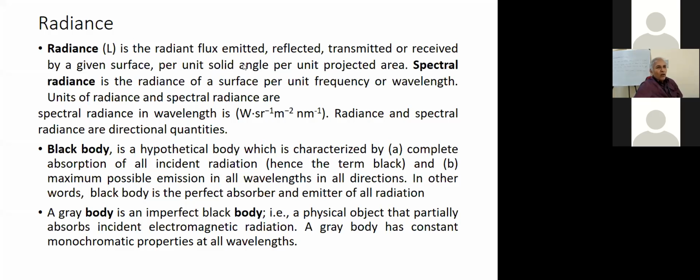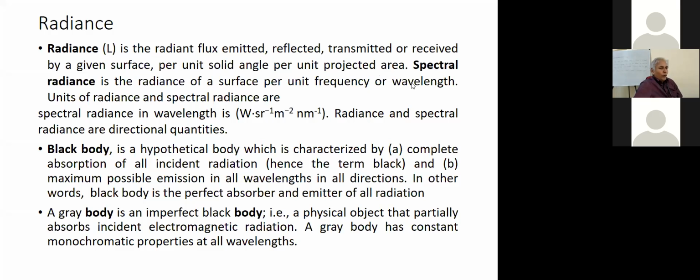And then per unit solid angle will give you per steradian. So the unit of radiance would be watts per meter squared per steradian. And the unit of spectral radiance would be the radiance divided by wavelength. So it will be watts per meter squared per steradian per nanometer.